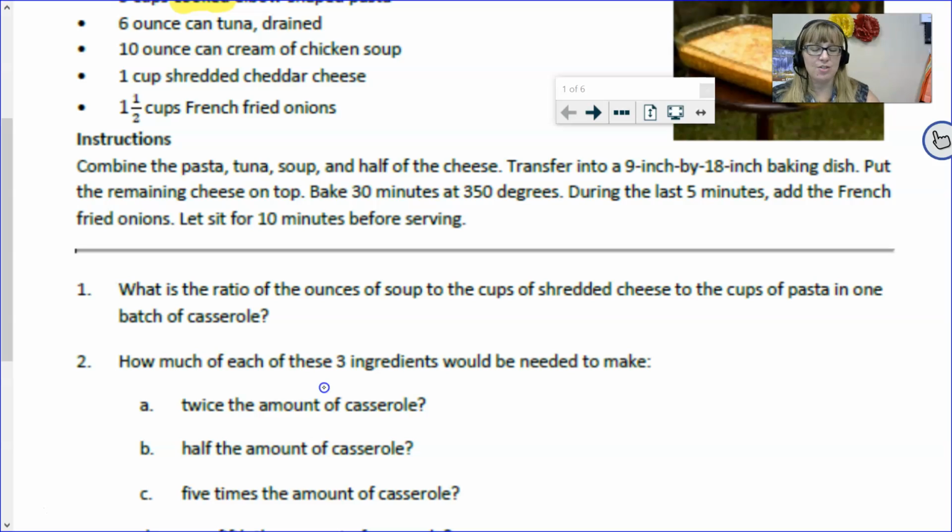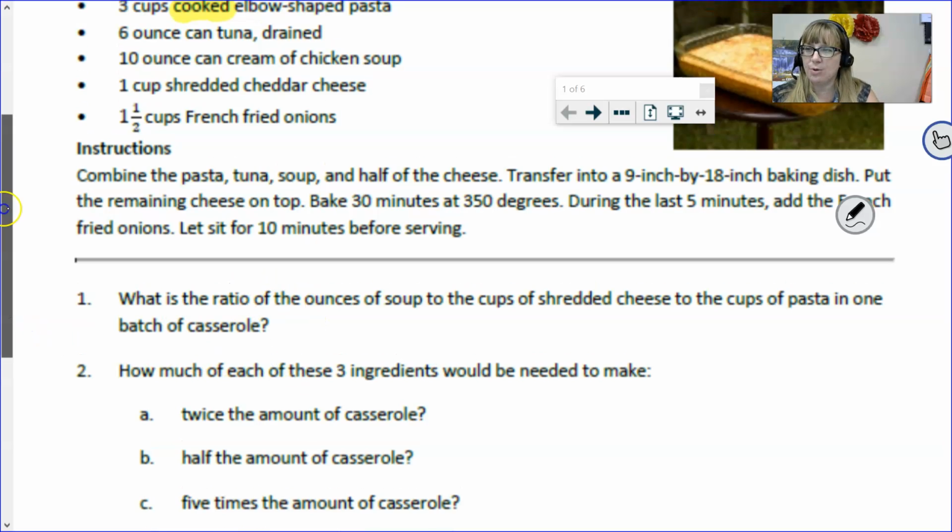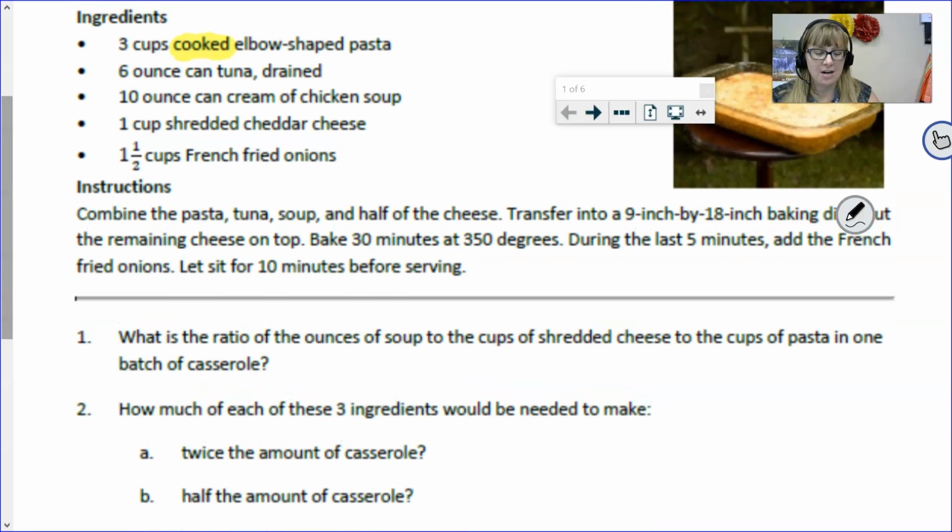We start with the question, what is the ratio of ounces of soup to the cups of shredded cheese to the cups of pasta in one batch of casserole? From our last lesson, we reviewed equivalent ratios and we practiced writing equivalent ratios as fractions. Now, as much as I would love to do that here, when we're comparing 3 different things, we can't write them as fractions anymore. So I'm going to color code to help me through this problem, to help me get it all set up.